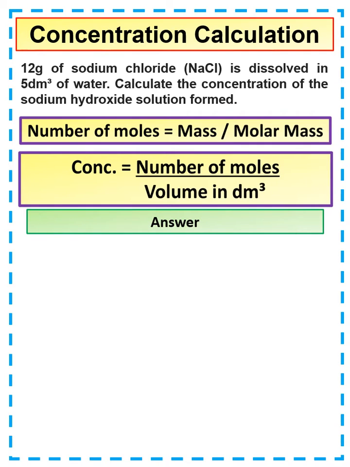When calculating concentration, a couple of key equations to remember is that the number of moles equals mass over molar mass, and concentration equals the number of moles divided by the volume in decimeters cubed.